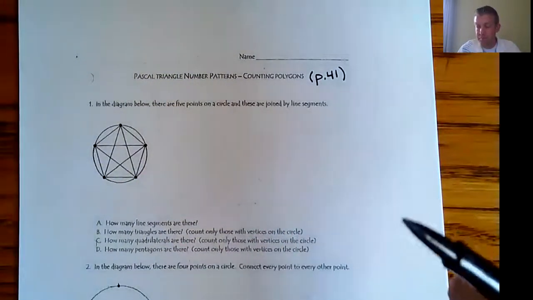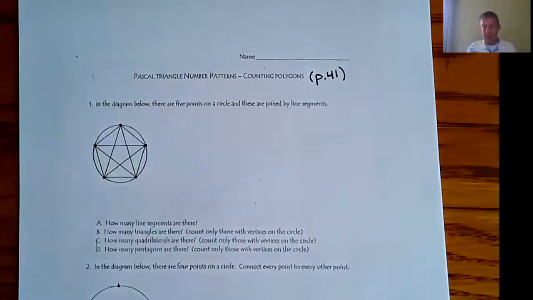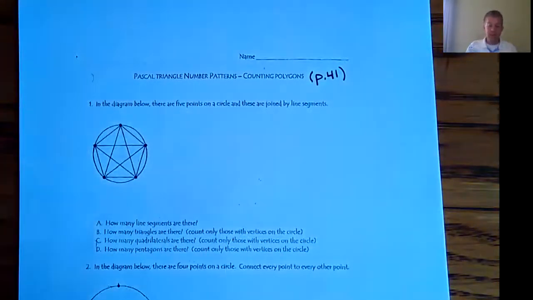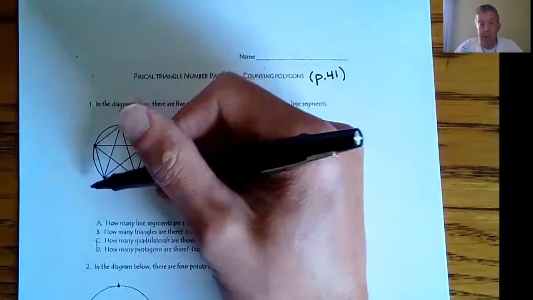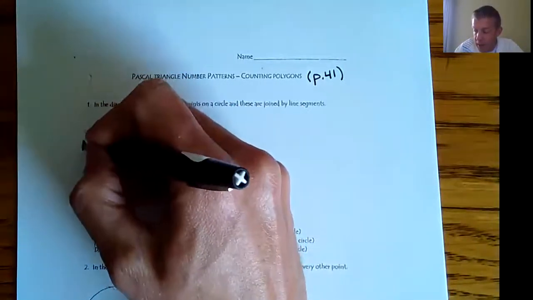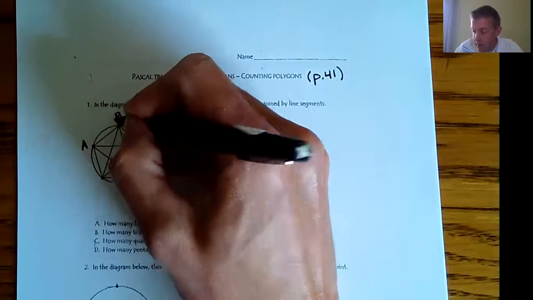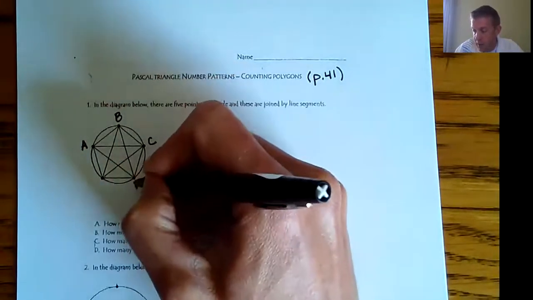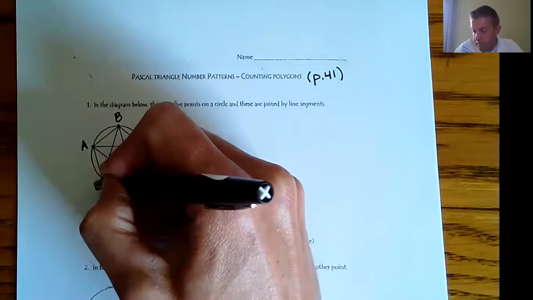5. So to make it a little bit easier on you, what I would suggest doing is label these vertices. Let's call this A, B, C, D, and E.